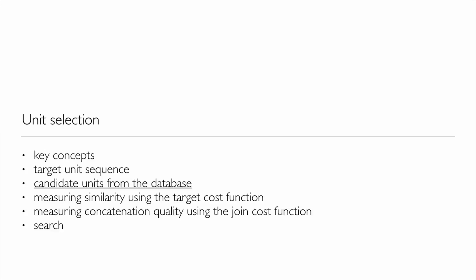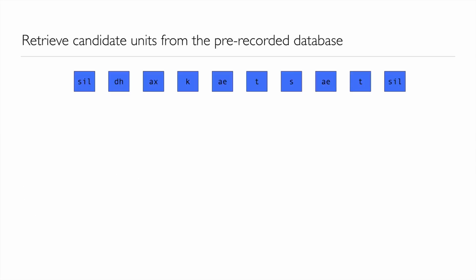We're going to get those candidate units from a pre-recorded database. The full details of the database are not yet clear to us. That's for a good reason. We don't know exactly what we need to put in that database yet, because that all depends on how we're going to select units from it. For every target unit position, such as this one, we're going to go to the database and retrieve all the candidates that match the base unit type. So we'll pull all of the waveform fragments out that have been labelled, in this case with the phoneme schwa.